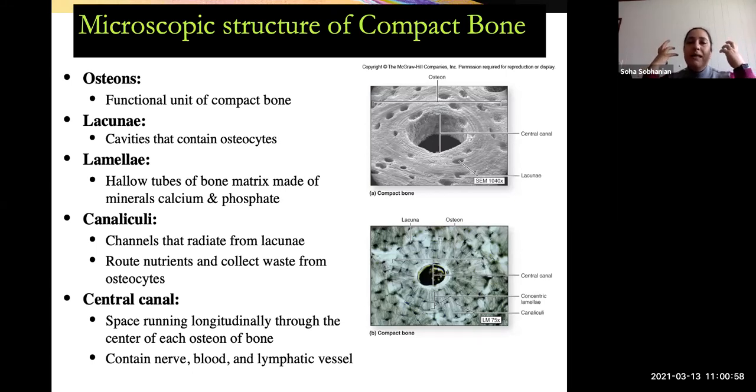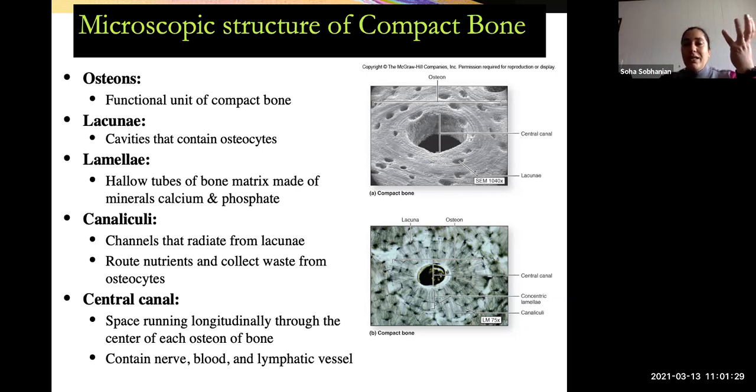So how does it get all of that? And how does it communicate with the neighboring cells? It does that through these tiny channels or canals called canaliculi. So it's the way that basically they collect nutrients and remove waste. So canaliculi is a way of communication between your cells. Your cells are inside a cavity called lacuna.